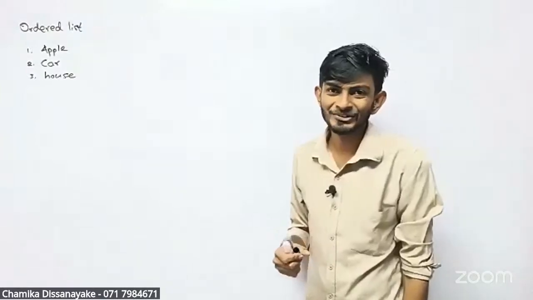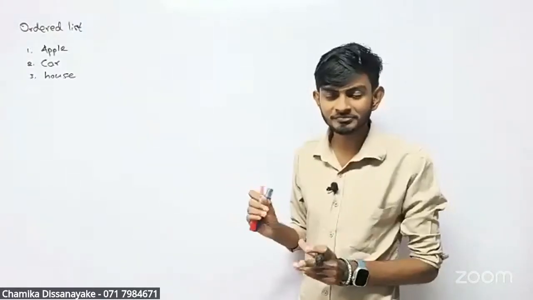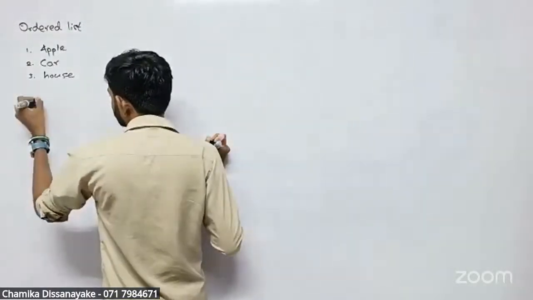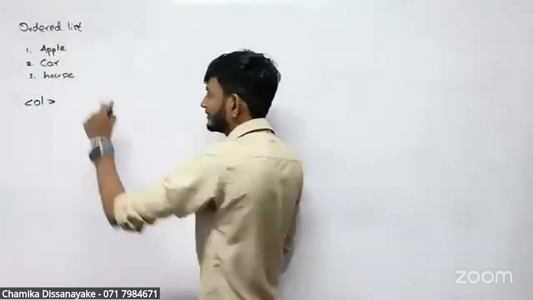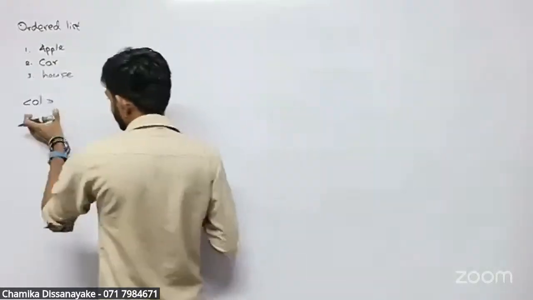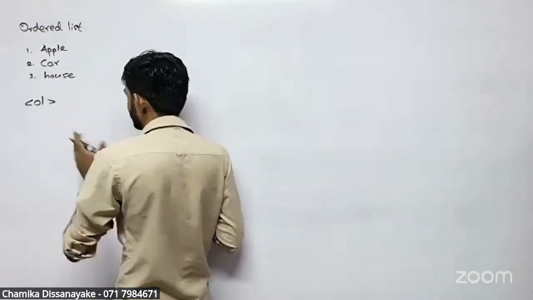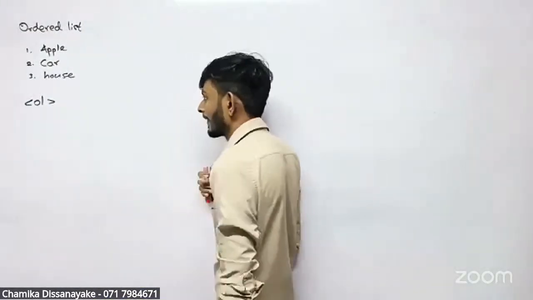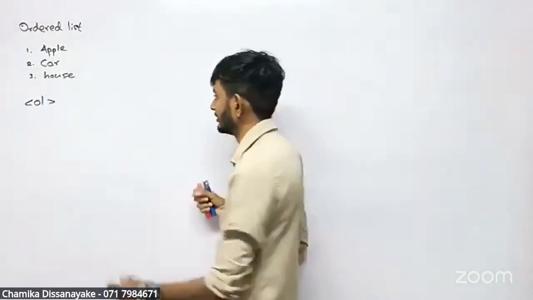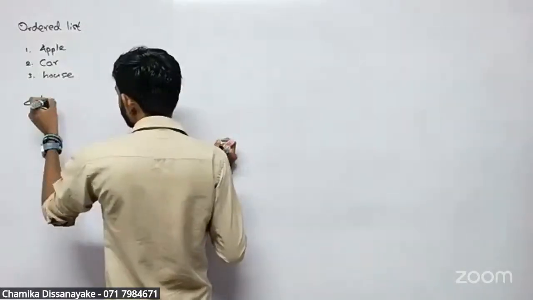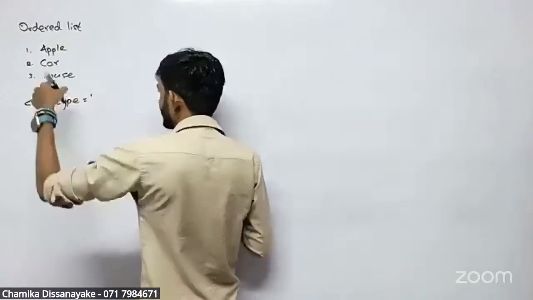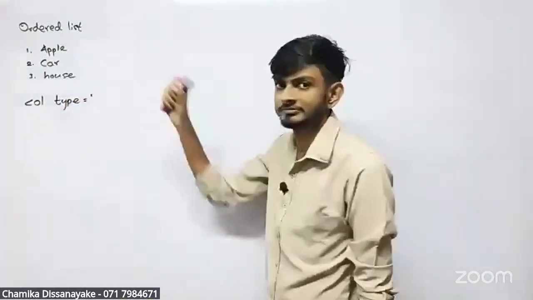So how can we start the ordered list? What is the starting tag? OL, which means ordered list. And there is also an attribute. You can start from the OL as the normal method, and the other thing is you can always insert an attribute. Here we have an attribute called type. We can change the type of the list, I mean the numbering.